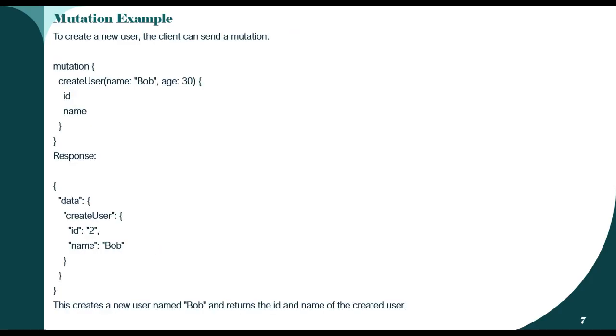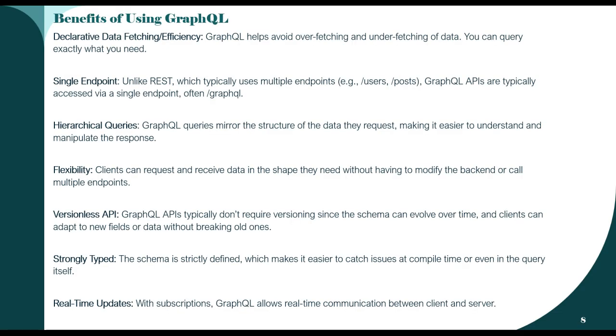Now we have already seen what a mutation is, which is definitely for creating or modifying something. This is the format in which it will be defined in the query, and then ultimately you'll get a response like this. Now, what is the benefit of this? There must be some benefit, because a lot of people are using it, and a lot of companies have adopted this particular way of querying the API.